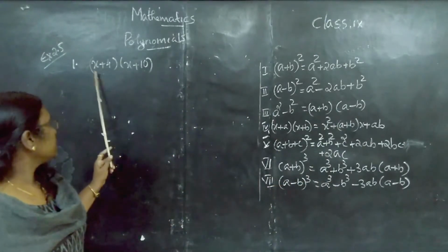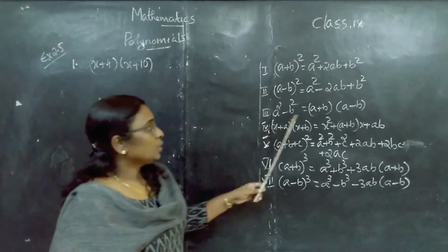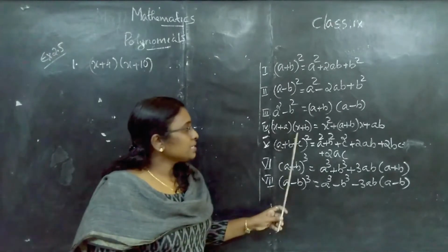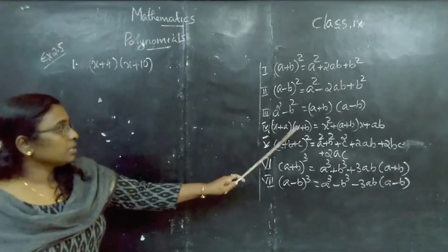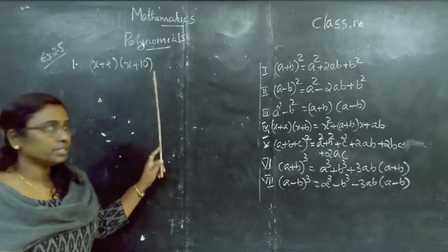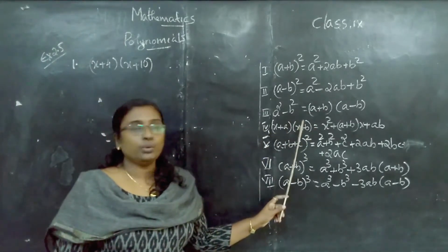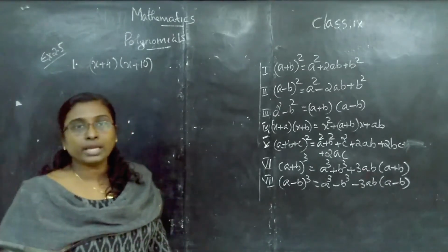Here the first terms are equal, second terms are different. So note this identity. Look here, x plus a into x plus b. Here also the first terms are equal, second terms are different. This is similar to the identity x plus a into x plus b. What is x plus a into x plus b? x square plus a plus b into x plus ab.